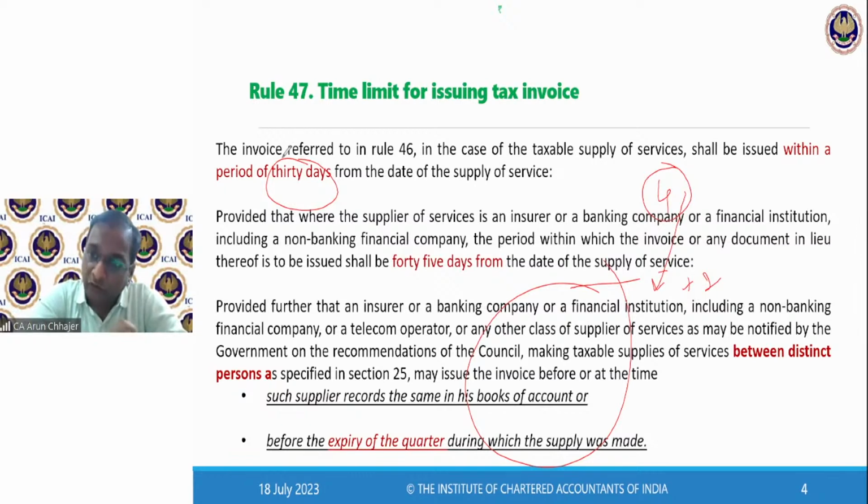if the invoice is raised between distinct persons by these 5 categories of supplier: banking, financial institution, NBFC, insurance, and telecom operator, then they are allowed to issue the invoice before or at the time the supplier records the same in his books of accounts, or at the expiry of the quarter. So they have the time limit till the quarter to issue the tax invoice.